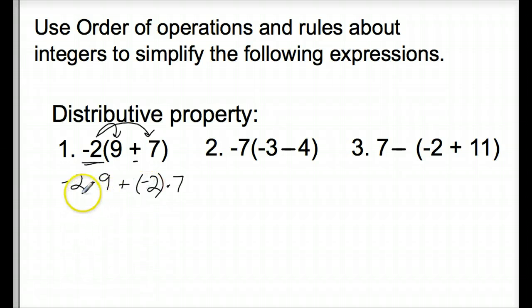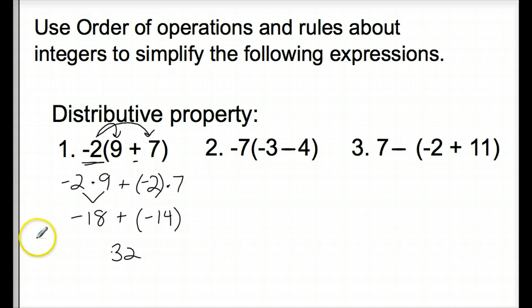Now we do our order of operations. What's -2 times 9? It's -18 plus -2 times 7. That's going to give us a -14. Now when we're adding two negative numbers, all we have to do is add these together, which is going to give us 32. Yeah, 32, and we put a negative in front of it because it's two negative numbers. So this final answer is -32.